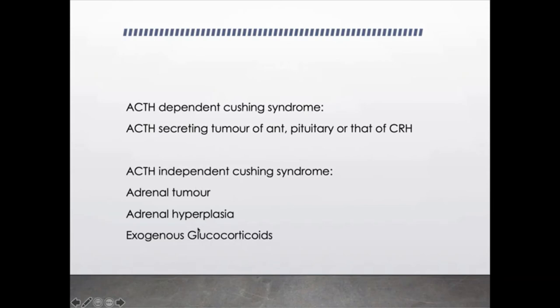the patient. All these causes, they do not depend on the ACTH secretion. No matter if ACTH secretion is more or less, as the cause lies in either the adrenal cortex or exogenous glucocorticoid, so we call it the ACTH independent Cushing syndrome.